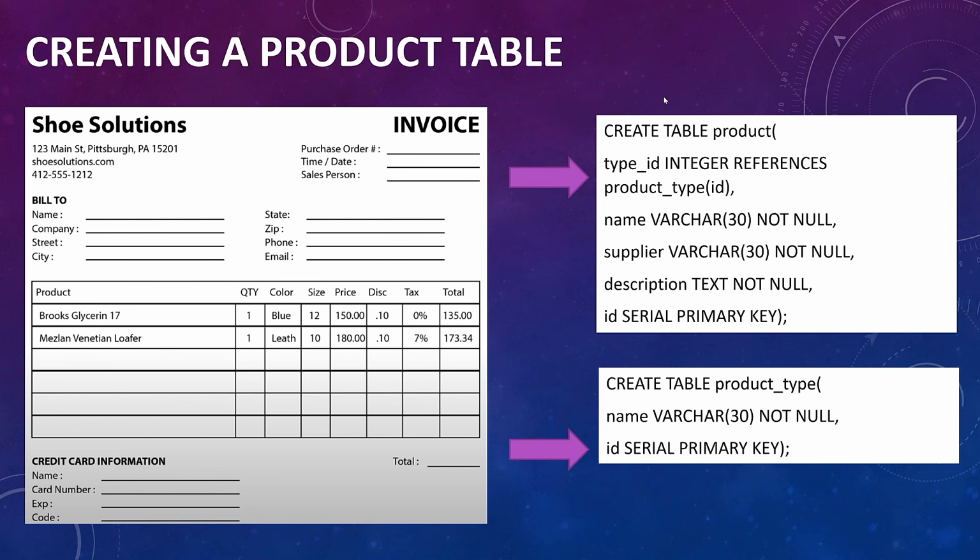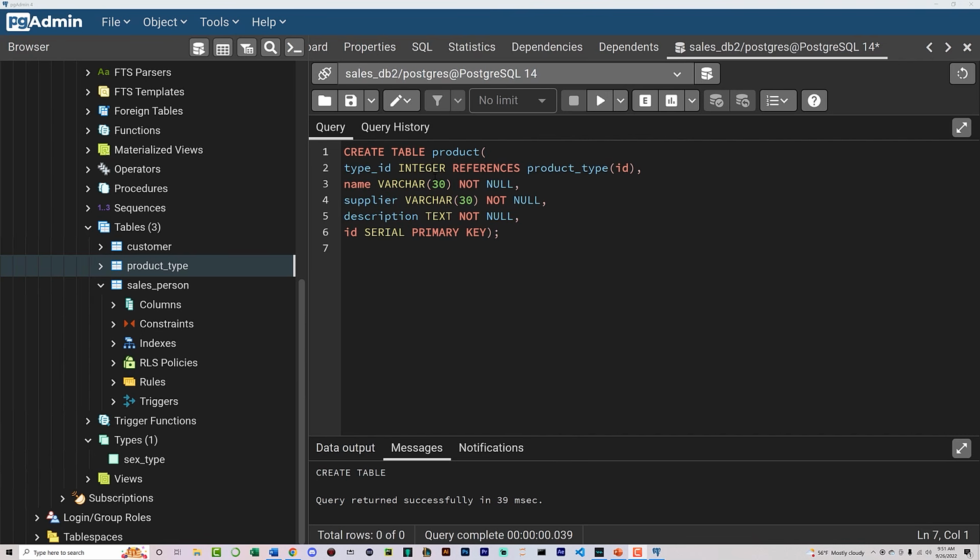So now let's go and actually create this product table. And here you can see it. So here is our product. That's the name of our table. Type ID. This is the foreign key that is going to reference our product type table ID. It's going to have a name. It's going to have a supplier, a description. You can see here we're using the text data type. And once again, for the ID, you're always going to be using serial for that. And we can come in here and we can also create that.